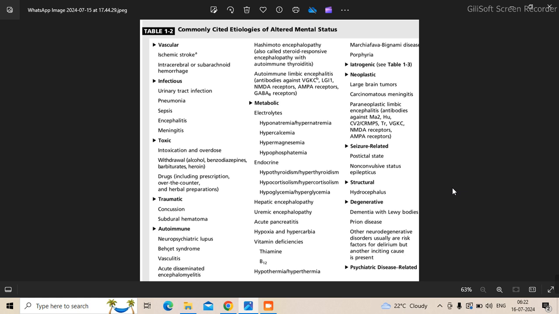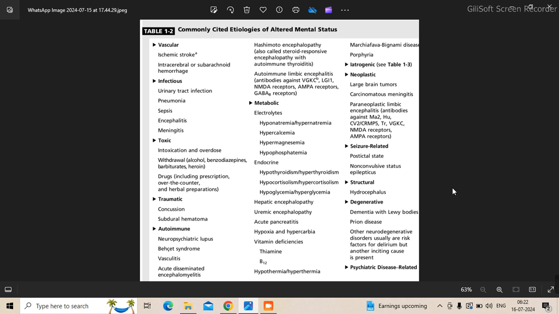Fourth is any history of trauma, because concussion and SDH can lead to altered mental status. Then autoimmune causes like SLE, neuropsychiatric lupus, neuro-Behçet's, vasculitis, ADEM. An important cause is thyroid-related altered sensorium, which is Hashimoto encephalopathy, also called SREAT, that is, steroid responsive encephalopathy with autoimmune thyroiditis. Then autoimmune encephalitis, like autoimmune limbic encephalitis.